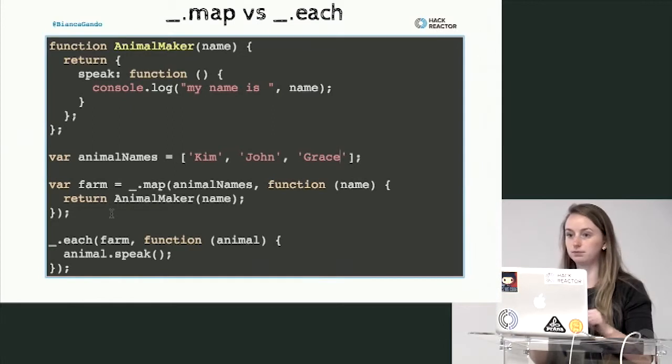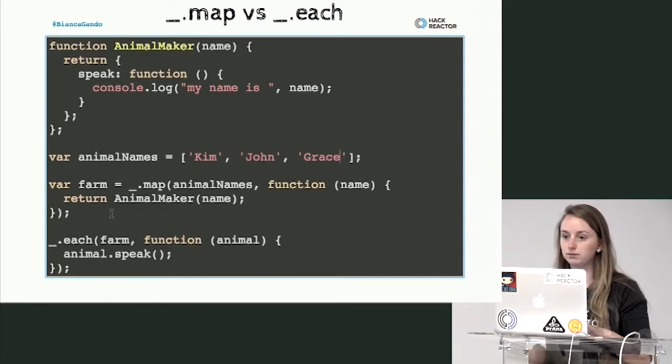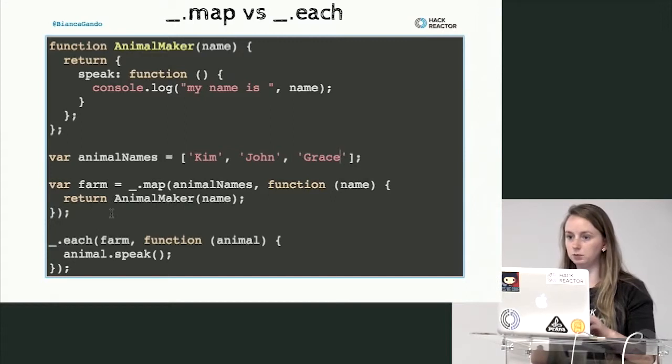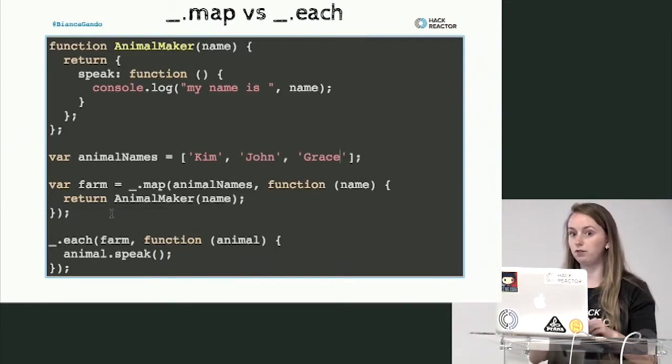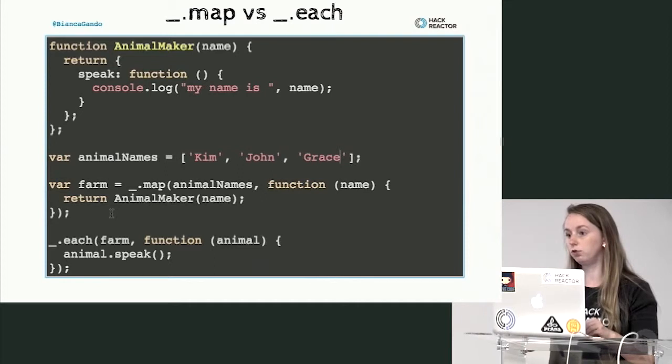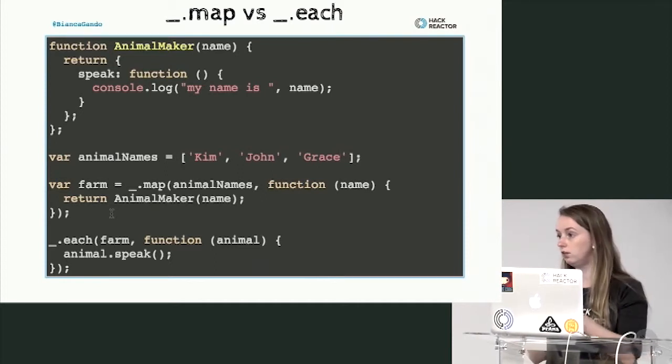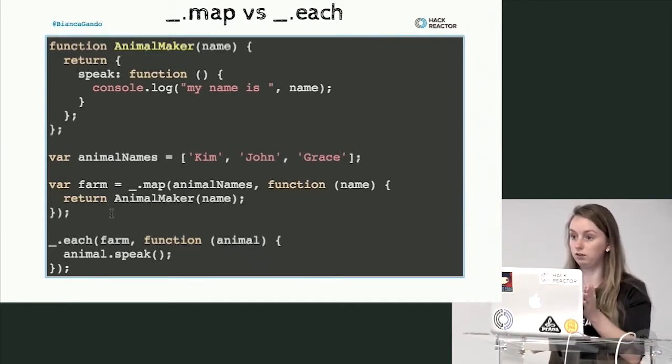Right. Question is, the prior example had an explicit return on animal maker. Why the difference? What do they mean by explicit return? When you use map, you have to have return, but when you use each, you can't use return. Each doesn't return anything, but map, you have to use return. Whatever is returned from that callback function is then going to be put into the array.